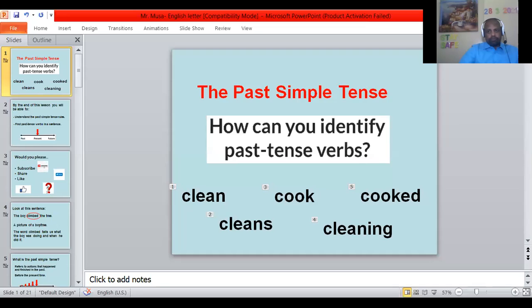I will talk today about the past simple tense.